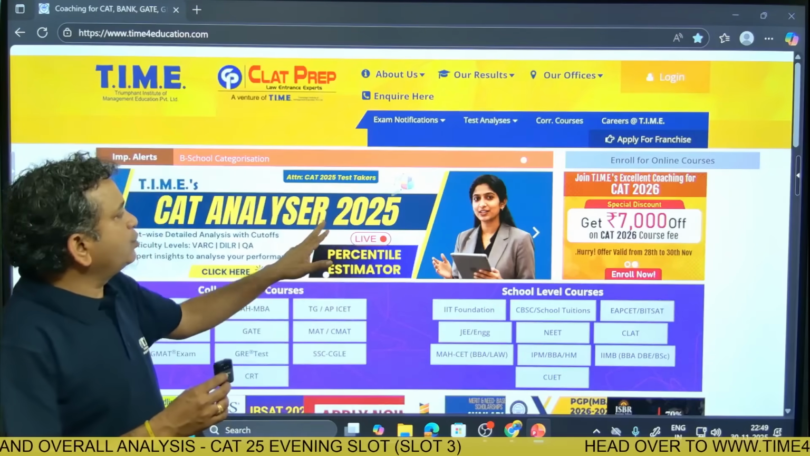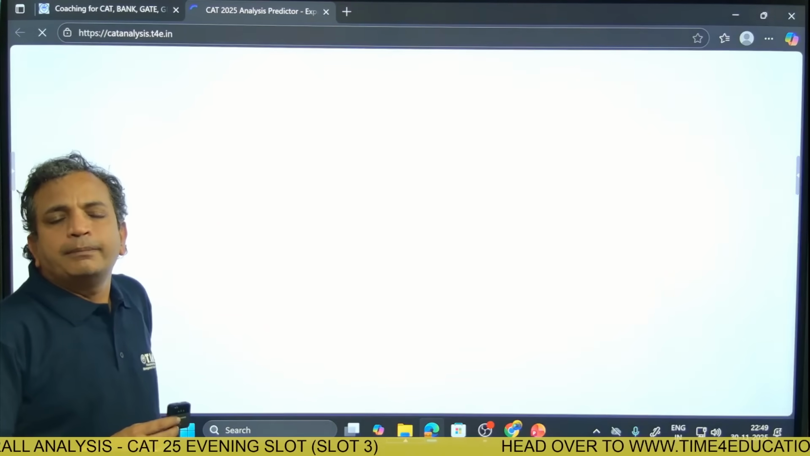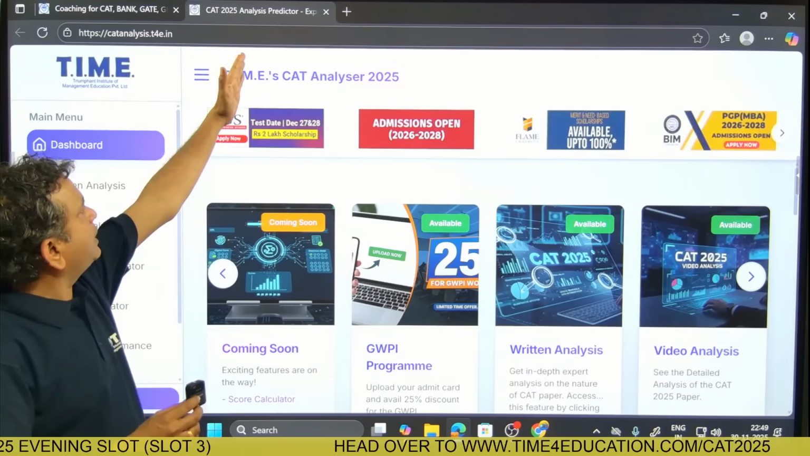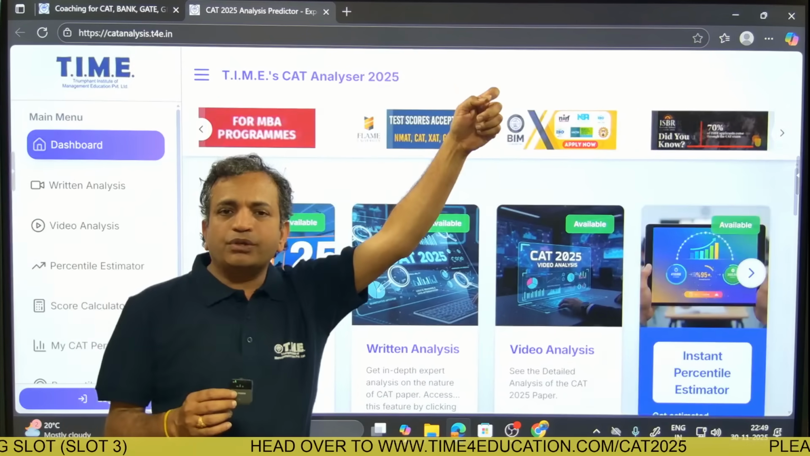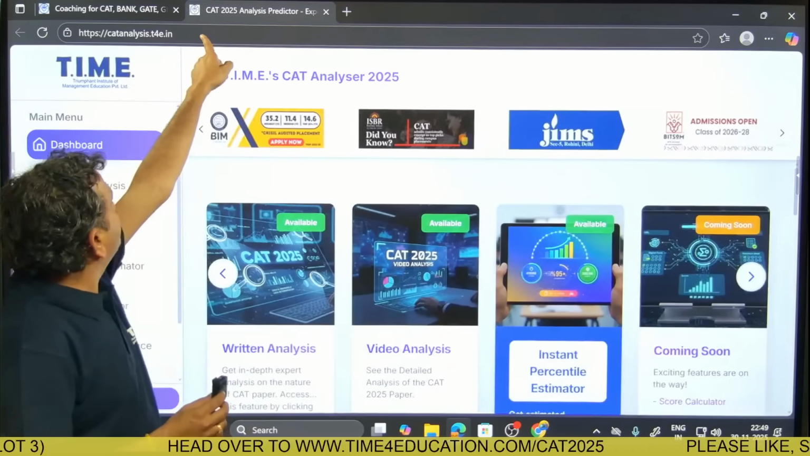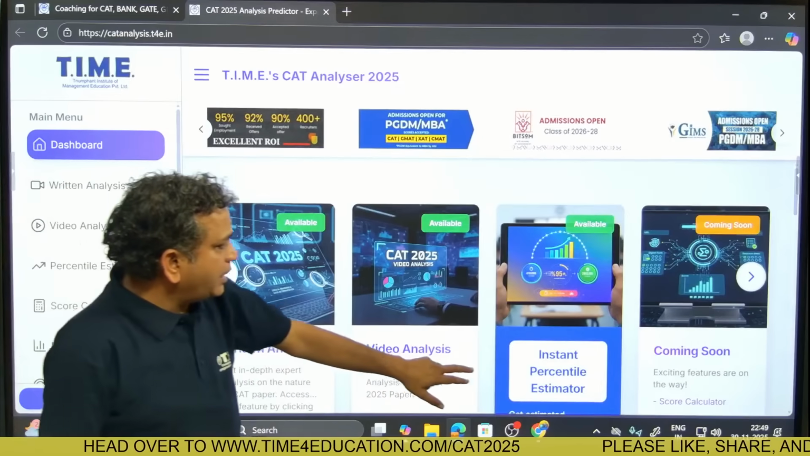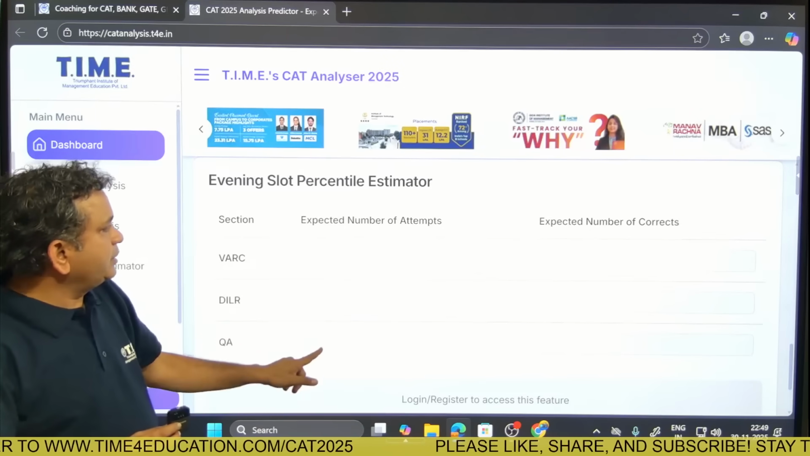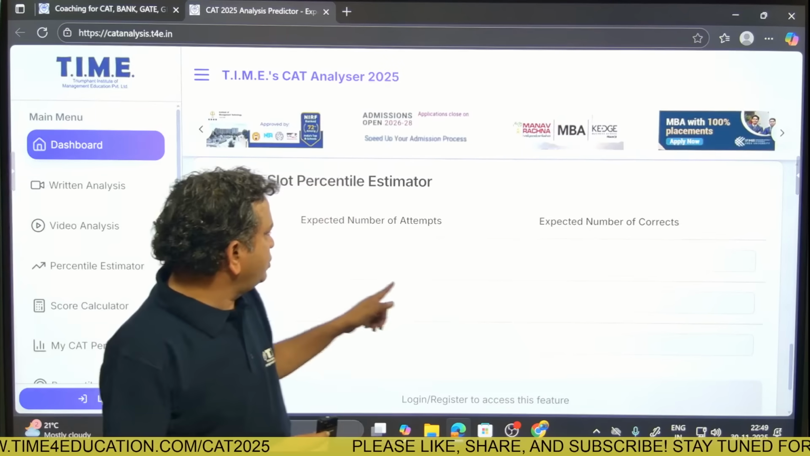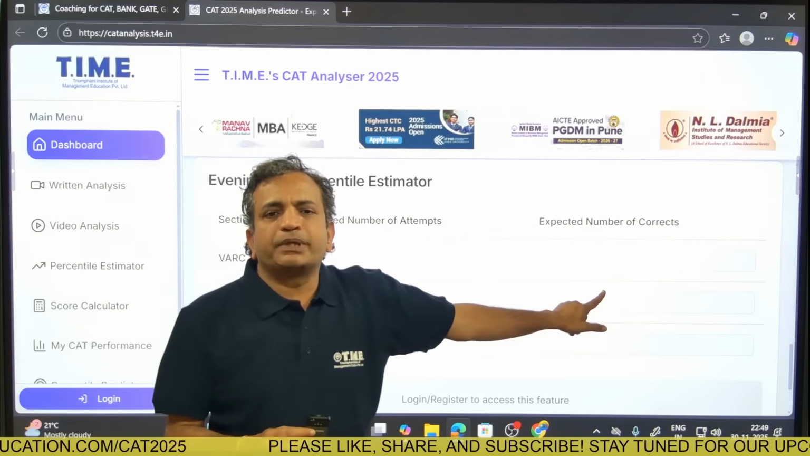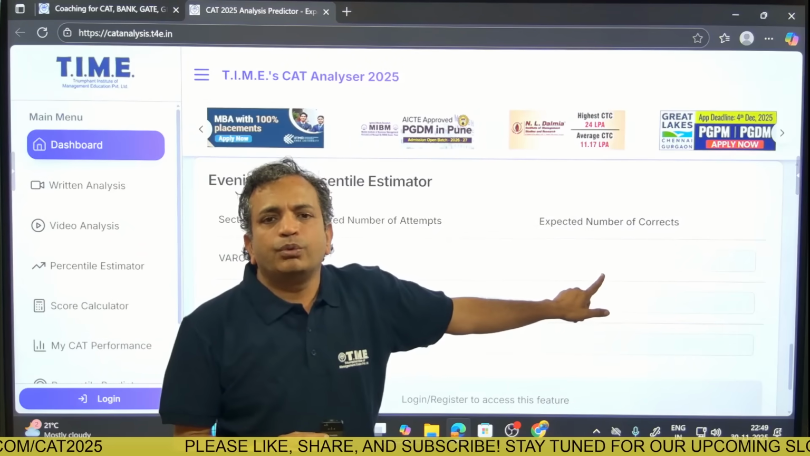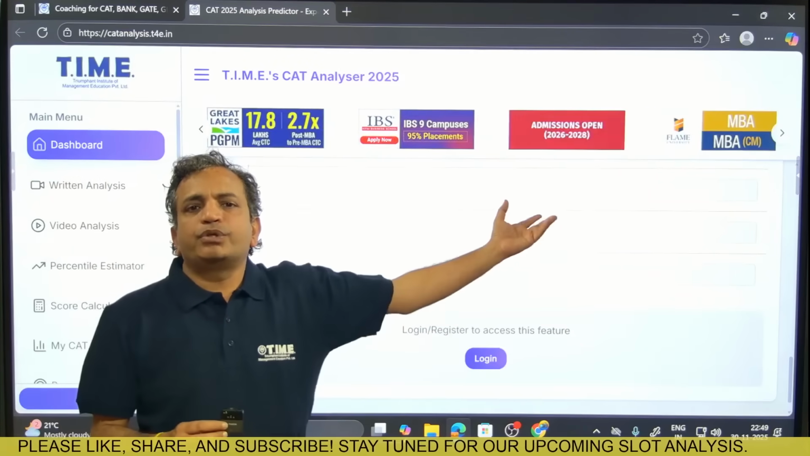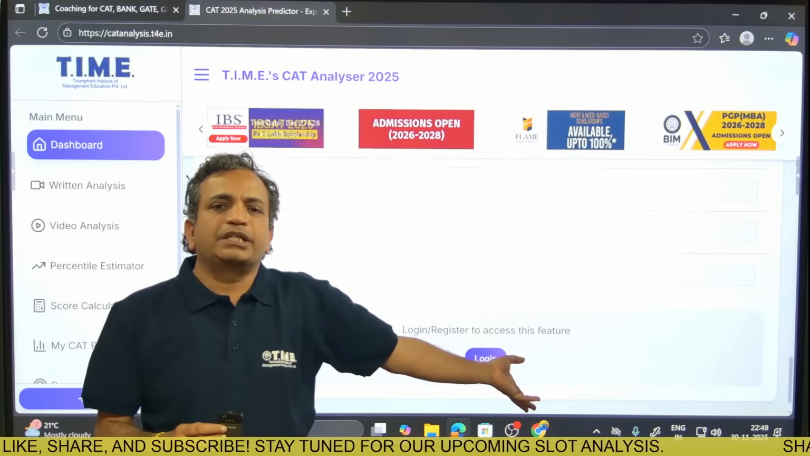I'll quickly show you how to access our percentile estimator tool on our website. You come to our CAT analysis page, which is timeforeducation.com/CAT2025, which will bring you to this page. And here we have our instant percentile estimator. You click on this, you input your number of attempts along with the expected number of corrects. Let's say you attempted 10 questions and you expect 6 of them or 8 of them or 4 of them to get right. So you put in your numbers and you log in, put in your numbers, and bam, you have your percentile estimation with you.